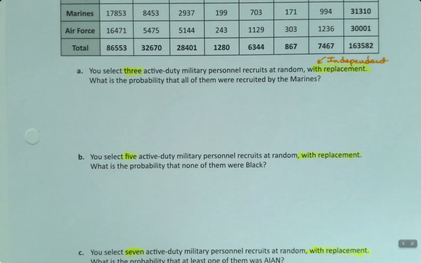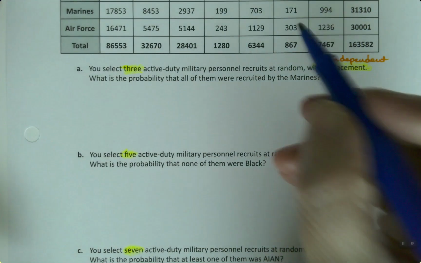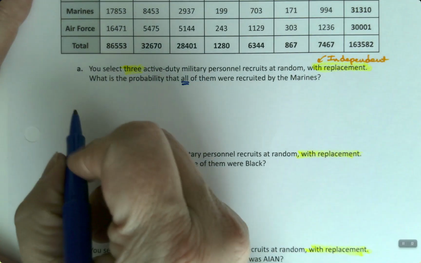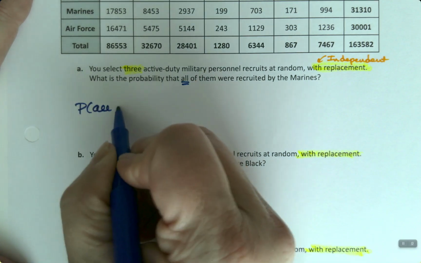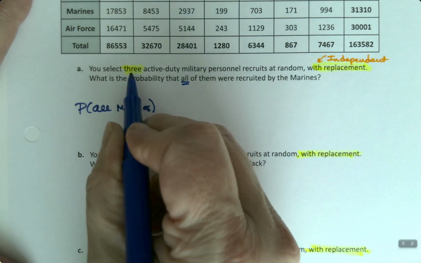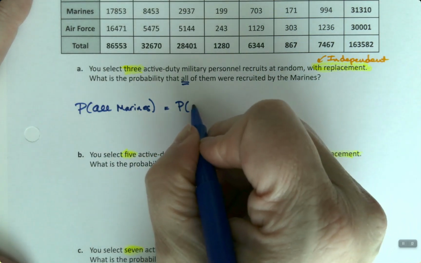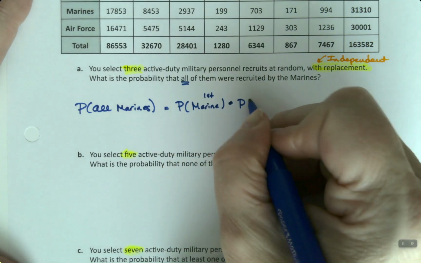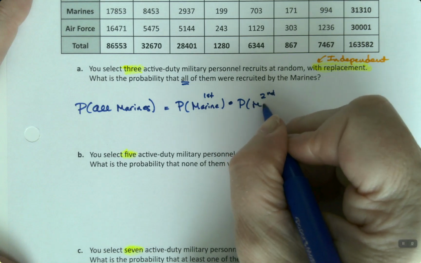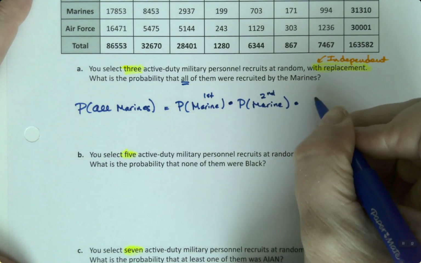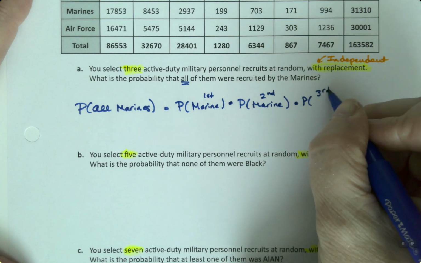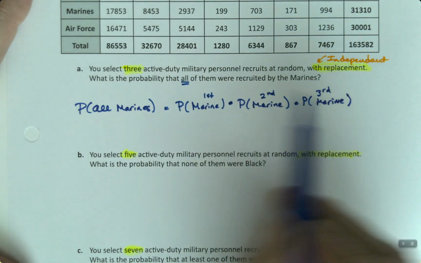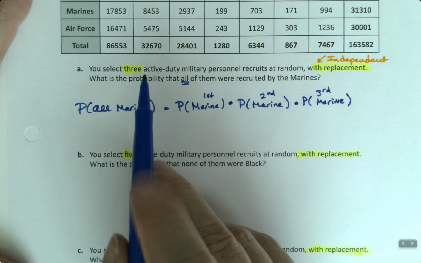What is the probability that all of them were recruited by the Marines? Magic to our ears, all of them. So I want the probability of all Marines. There's 3 recruits here, so I want the probability that I have a Marine for the first one, and then I multiply, because they're independent, for the second one I want a Marine, and then for the third one, I want a Marine. There are 3 active duty military personnel recruits.